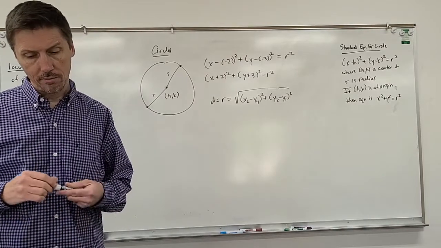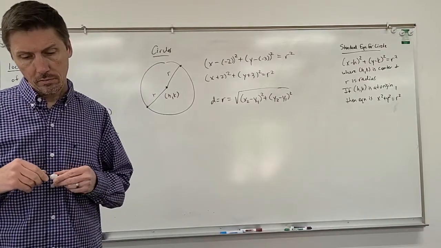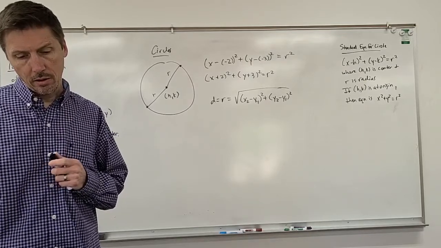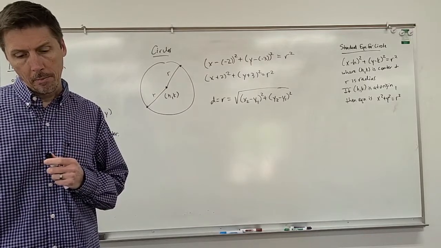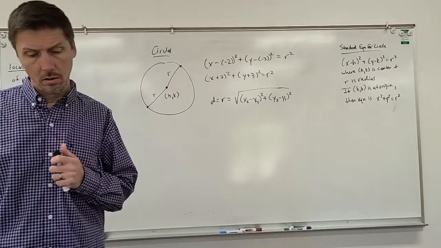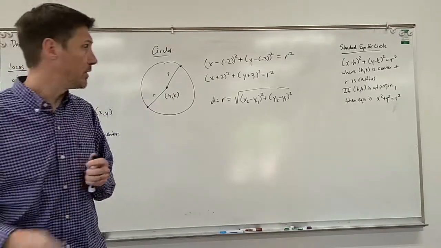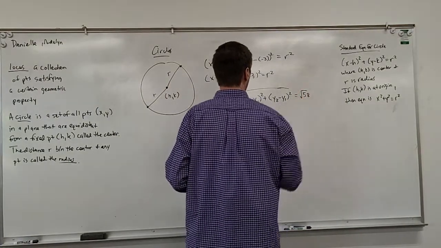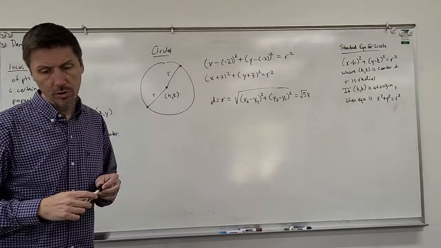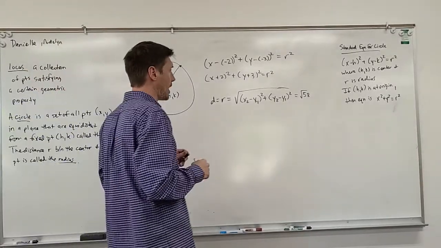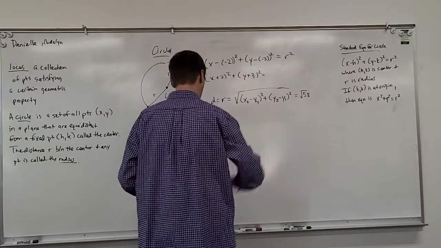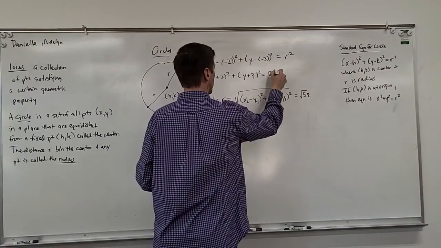And so in this case here, we end up with the square root of 58 for that value. And so what's the square root of 58 squared? If r is that, the square root of 58 squared is just 58, right? So this would be a formula.